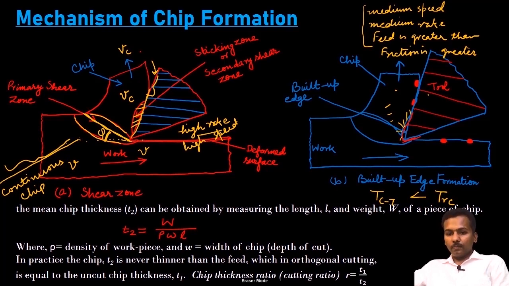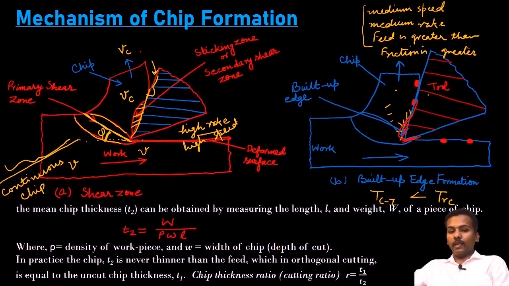Now what happened further? Due to this built up edge formulation, you see that the rake angle is now increased because the tool shape is changed here, and the rake angle increases now. So if this rake angle is stable, then what will it affect?